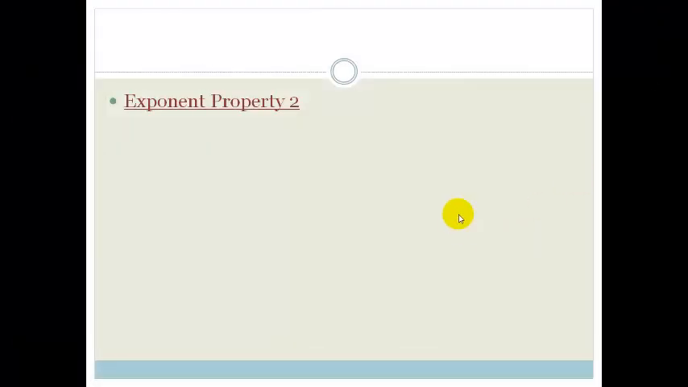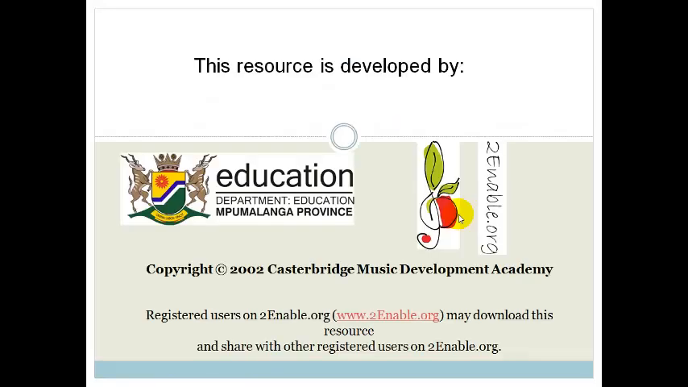All right, great. So now you've seen how to use both property 1 together with property 2, which is the product rule and then the quotient rule. Please, grade 10s, go practice, and then do the assessment at the end of the section.